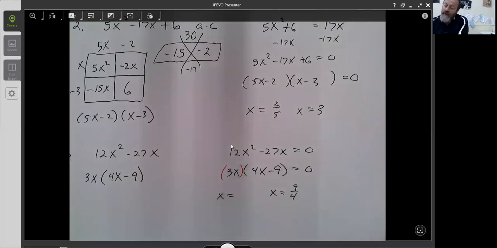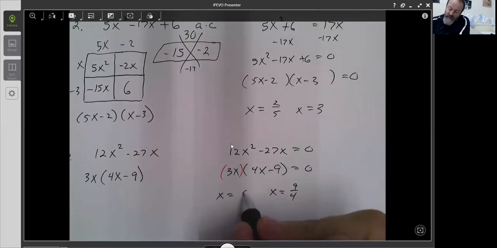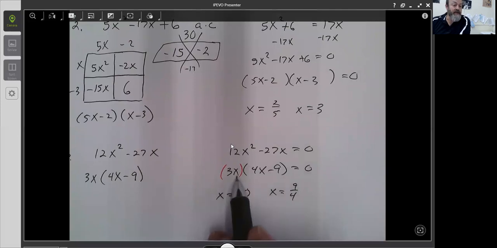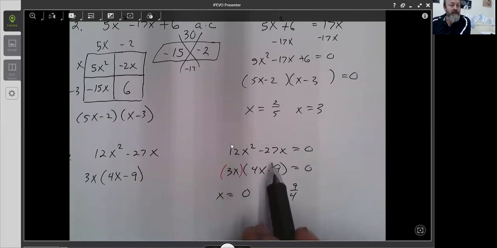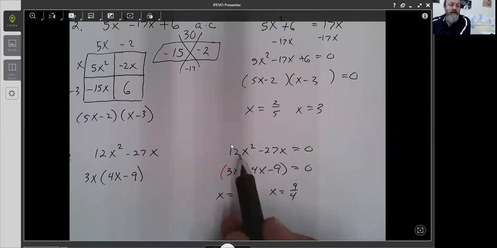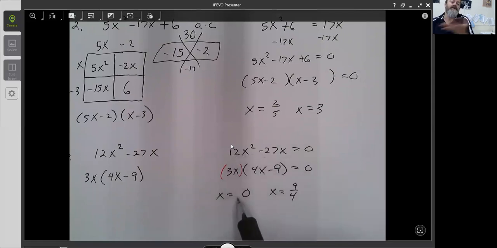And as it turns out, if you were to make x 0, 3 times 0 is 0, and 0 times anything is 0. But you know, you could look back here. 0 squared times 12 is 0. 27 times 0 is 0. And 0 minus 0. It's a trivial answer, but x equals 0 sometimes can be a great little answer.